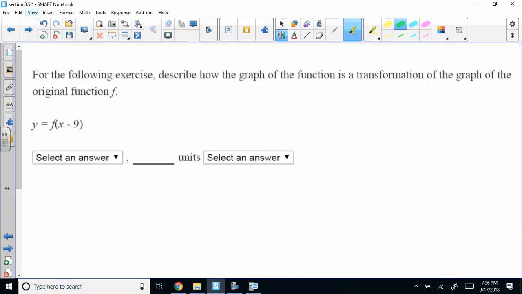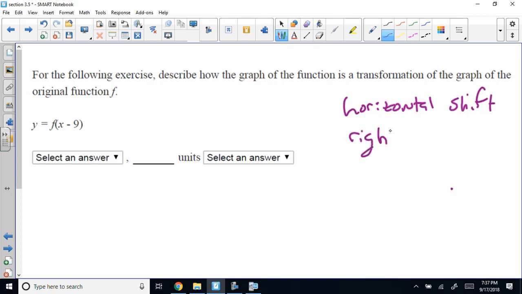All right. For the following exercise, describe how the graph of the function is a transformation of the graph of the original f. So what's happening here? It's shifting left to right. It's a horizontal shift. Which way? Right, how many? 9. So select the answers: horizontal shift, 9 units to the right. Does that make sense?